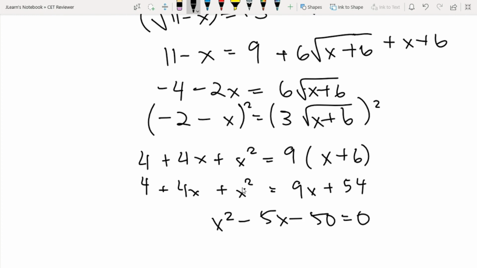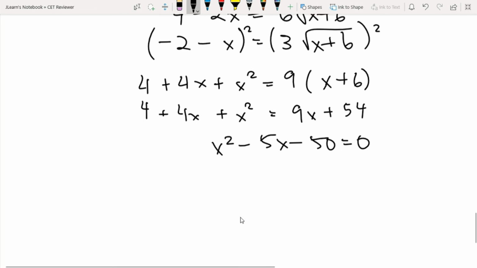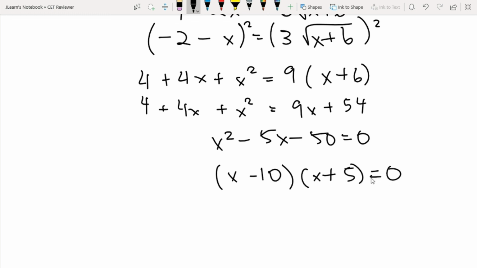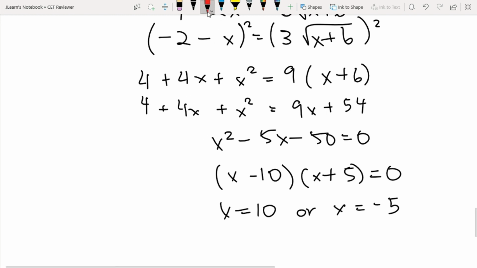And now we know how to solve this kasi ito ay isang quadratic equation lang. No? So we can factor this into x minus 10 and x plus 5 is equal to 0. And as you know, we can solve for x here. x can be equal to 10 or x could be equal to negative 5. And then, we check again, no? It's a good idea to check yung solution natin. So, let's check our solution.